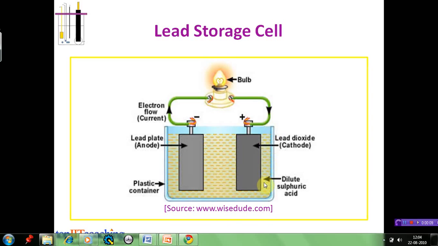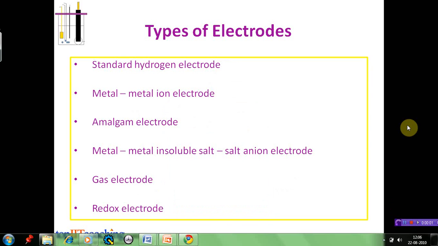This is a simple diagrammatic representation of a lead storage cell. This cell is a plastic container filled with dilute sulfuric acid, in which a lead plate acts as the anode and lead dioxide constitutes the cathode. In the external circuit, the current flows from the cathode to the anode.